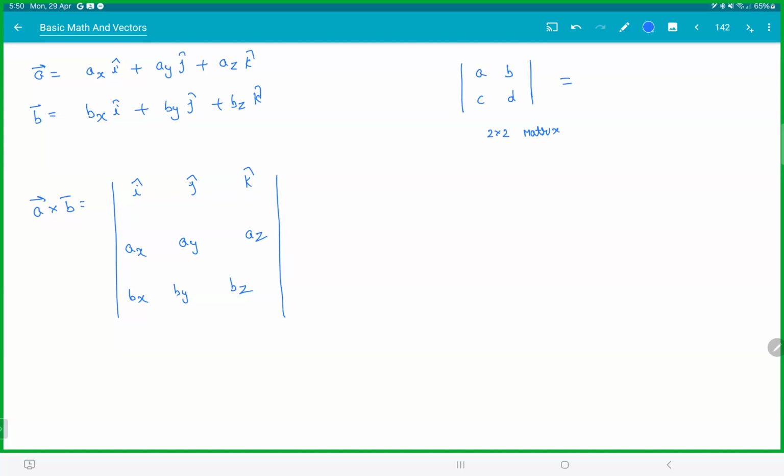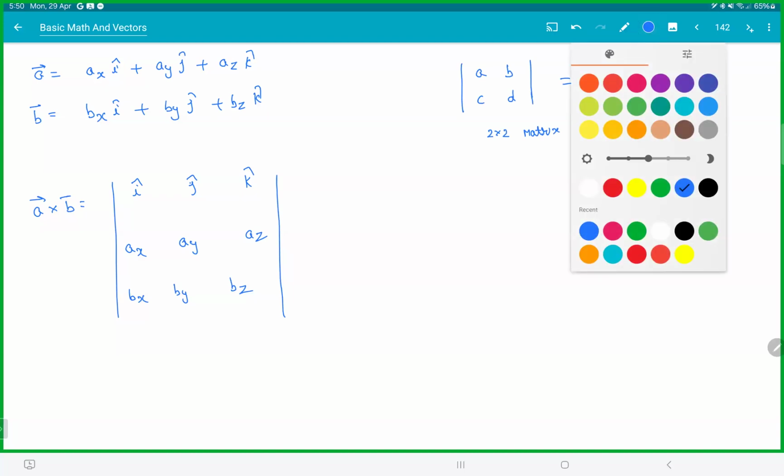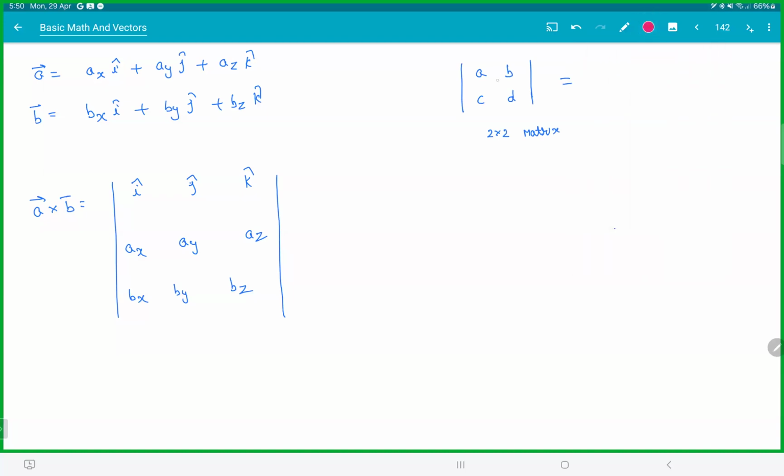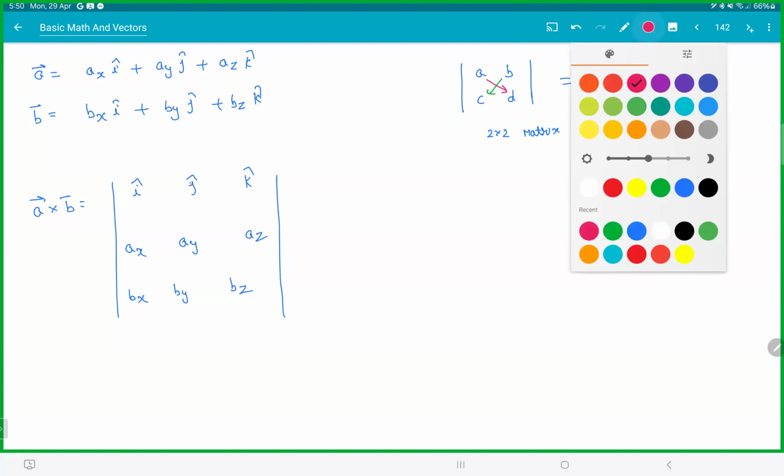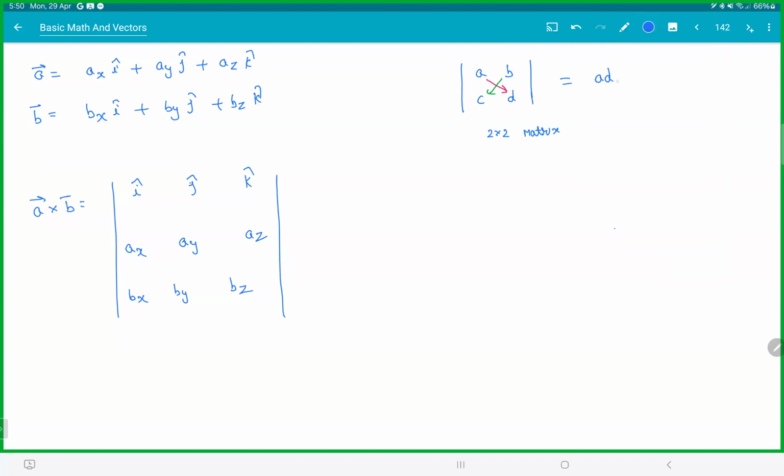So the value of this, now let's not get into how we got this, what is this and all, Maths people will teach you. This is how we calculate this thing. So a into d and then b into c. It is pretty straightforward. You have to do the diagonals: AD minus BC. You get it? So if I give a 2 into 2 determinant, this is the value of this. Meaning if you write a box like this, it implies the value is AD minus BC.